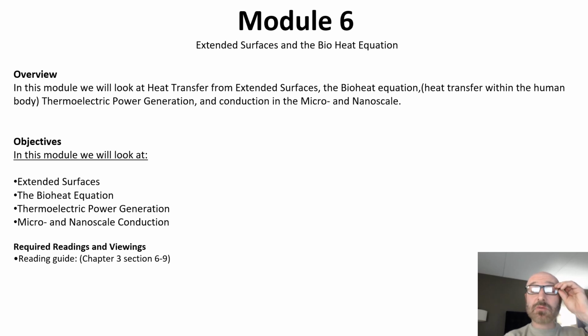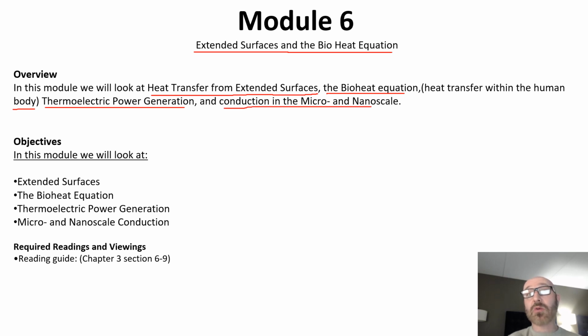Now, as we jump into Module 6 and wrap up Chapter 3, what we're going to be looking at is extended surfaces and the bioheat equation here. Within this module, we're going to take a look at heat transfer from these different extended surfaces, see our governing equations in theory, take a look at our bioheat equation, or heat transfer within the human body, talk about muscle and skin, and also take a look at some thermoelectric power generation and conduction on the micro and nano scale. So we'll go through the extended surface governing equations, a couple of practical applications, some example problems, talk about the bioheat equation, go through some thermal power generation, and then micro and nanoscale conduction.